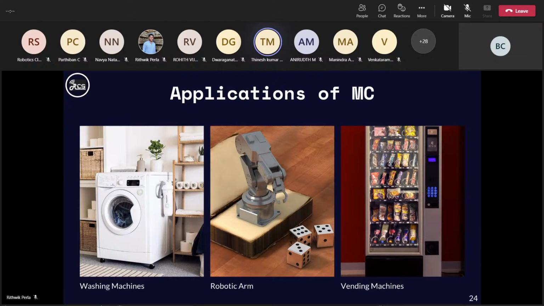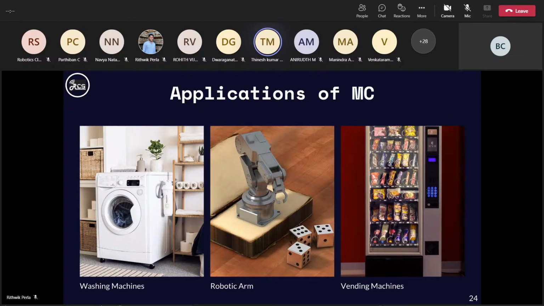See, how the washing machine works is you press the start button and the timer inside the washing machine, which is controlled by the microcontroller, starts, and after a certain amount of time it turns off. That is being taken care of by the microcontroller. In a robotic arm, you can program the motors and servos involved in such a way that it follows a specific path.